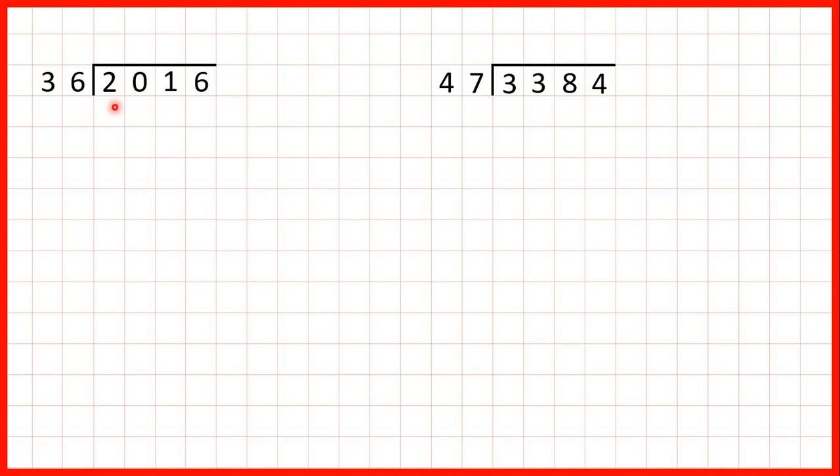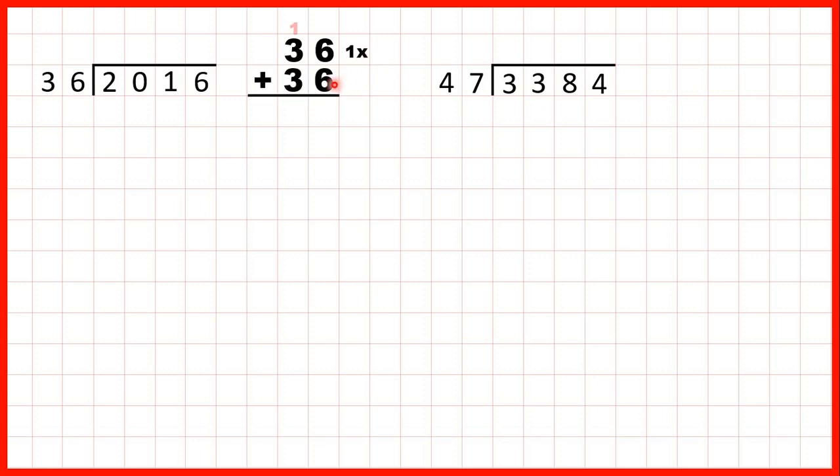Now, for these questions, we're dividing using long division. So first, we have 2016 divided by 36, so we can work out our 36 times table. 36 is of course 1 times 36.